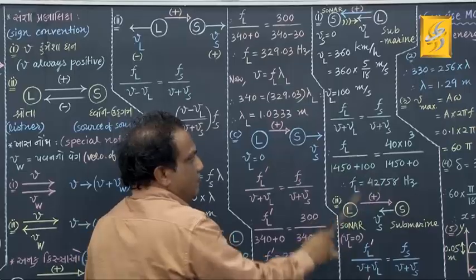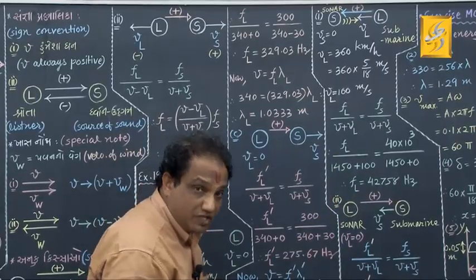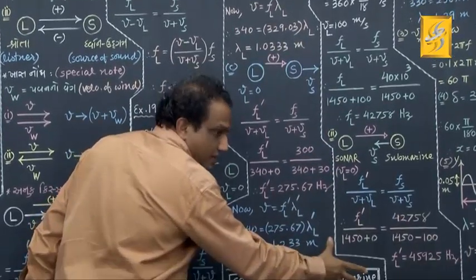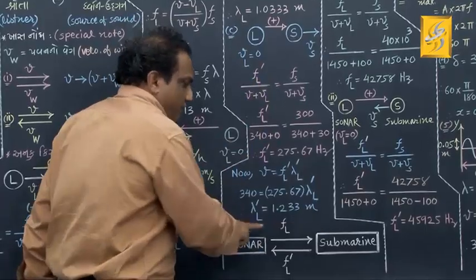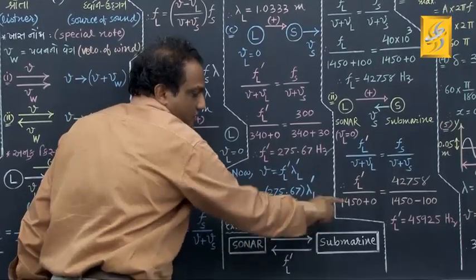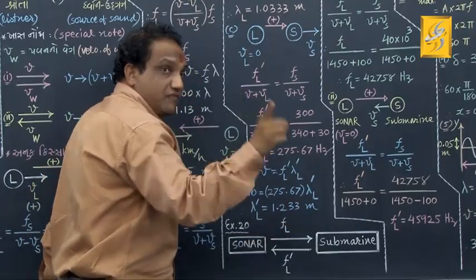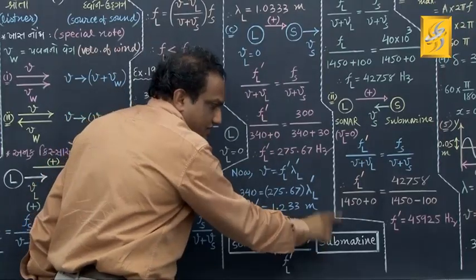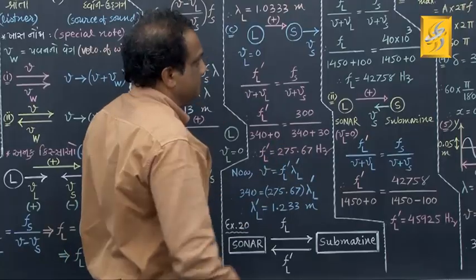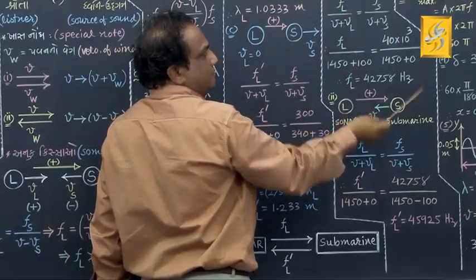What is FL? Frequency of sound heard by the listener considered in the submarine, or you may say the frequency of sound made incident on the submarine. That's why I am writing here FL. FL is the frequency of sound made incident on the submarine. Okay, fine. So this FL we are looking for.